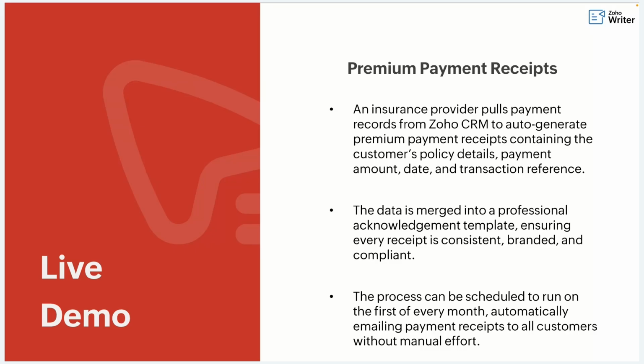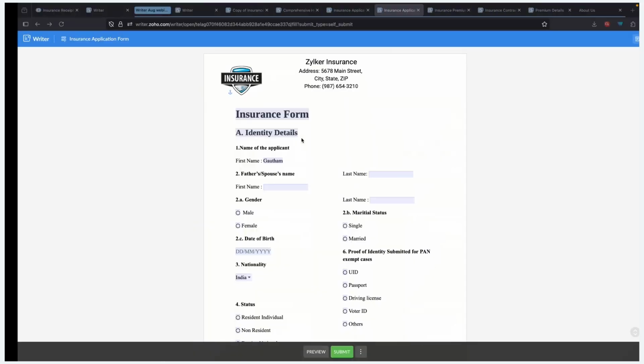Exactly, and the best part is that you can also schedule this process to run on the first of every month, so all your customers automatically receive their receipts by email. This ensures that the payment receipts are accurate, consistent, and on time without even lifting your finger. So let me show you how this can be set up in Zoho.